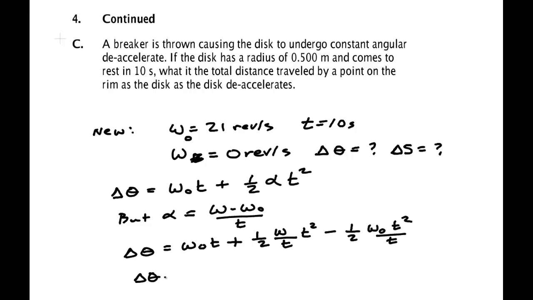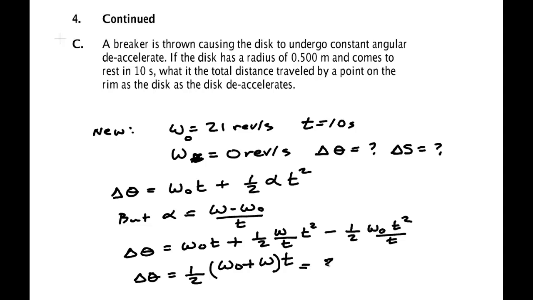Delta theta, looking at this, I got a half an omega naught t here, and I had one, so that's 1/2 omega naught plus omega times t. Well, omega naught plus omega over 2 is omega average. The average speed times time gives you the displacement. I have everything I need here.